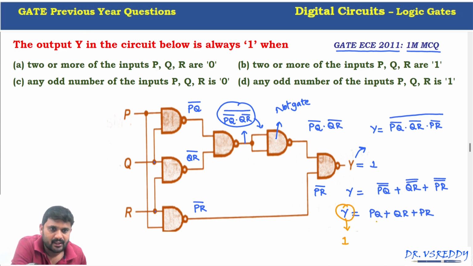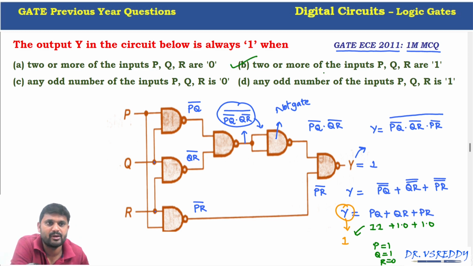So now the option: two or more of the inputs PQR are 0? No. So two or more of the inputs PQR are 1. So if any 2 inputs are 1, then Y is equal to 1. Assume P is equal to 1, Q is equal to 1 and R is equal to 0. So in this case we will get Y is equal to 1. Simply, option B is correct: two or more of the inputs PQR are 1.